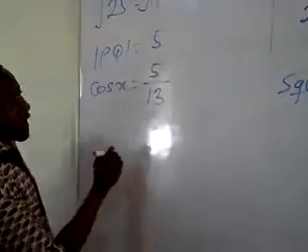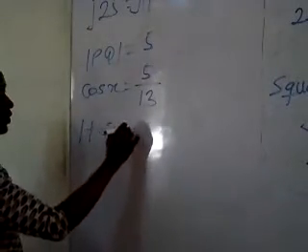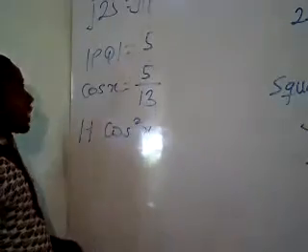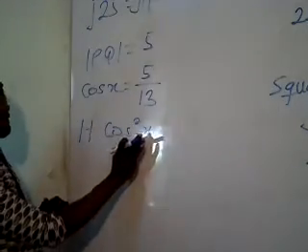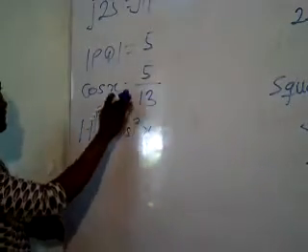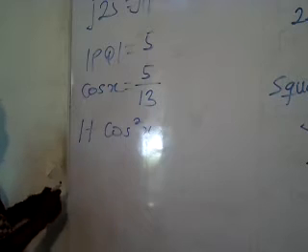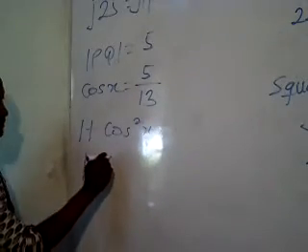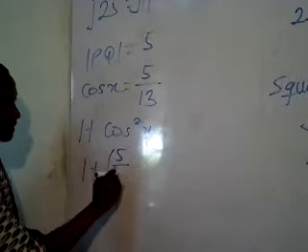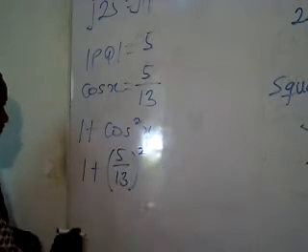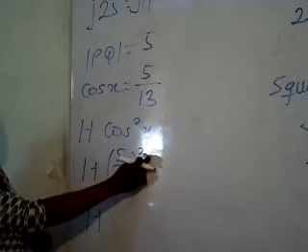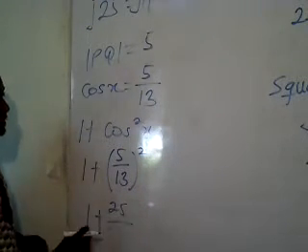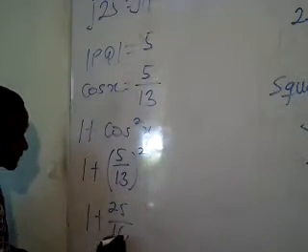So now going back to the question, we are asked to find 1 plus cos square x. Since we have cos x, which is 5 over 13, we have to do substitution. So we have 1 plus, in place of cos x, we put 5 over 13, in brackets, squared. The square here is affecting 5 and at the same time the 13. So 5 squared will give us 25, and 13 squared will give us 169.